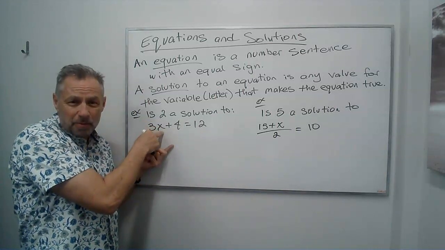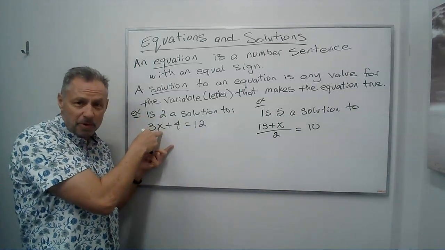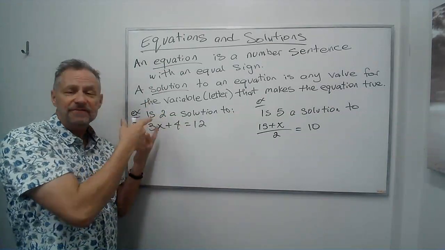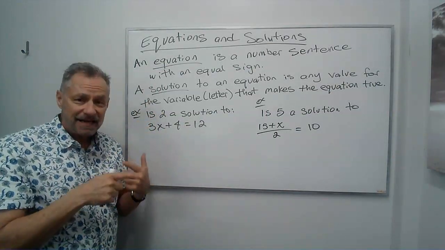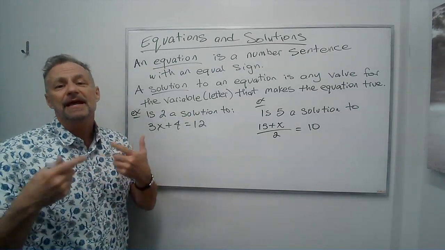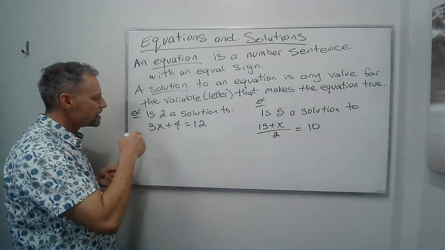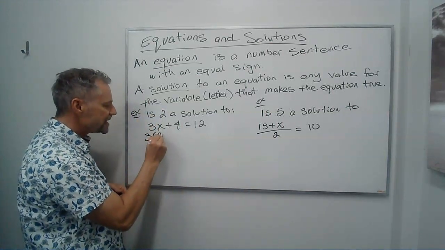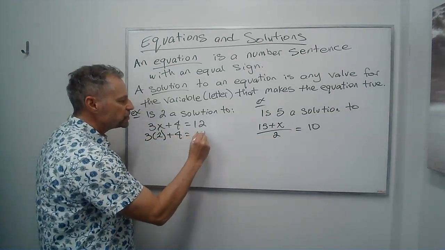Well, x is the variable here, so we're going to plug 2 in for the variable. Work it out. If the left side equals the right side, then yes, in fact, 2 is a solution. If it doesn't give you a true statement, then 2 is not a solution. So 3x means 3 times x, so we're just going to plug in the 2. So it's going to be 3 times 2 plus 4 equals 12.